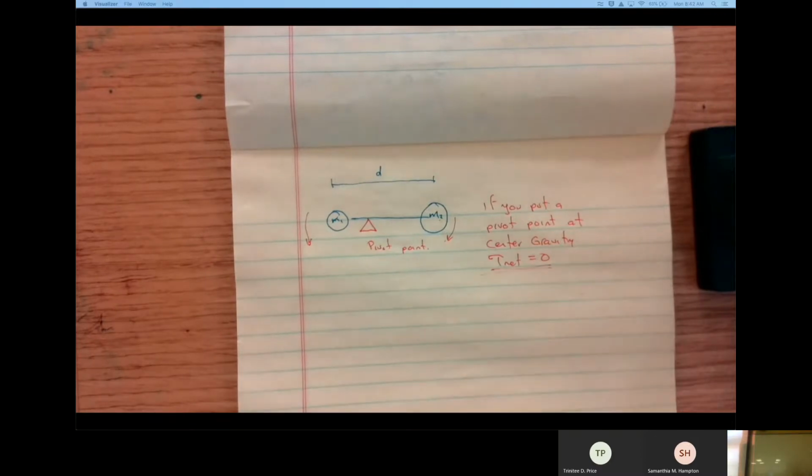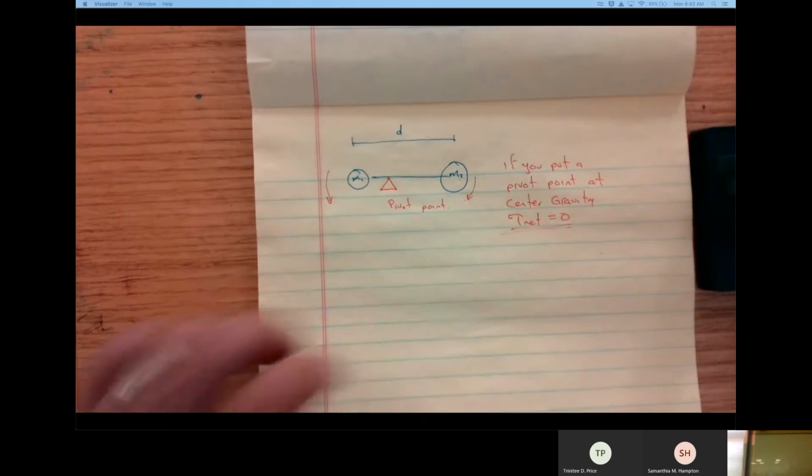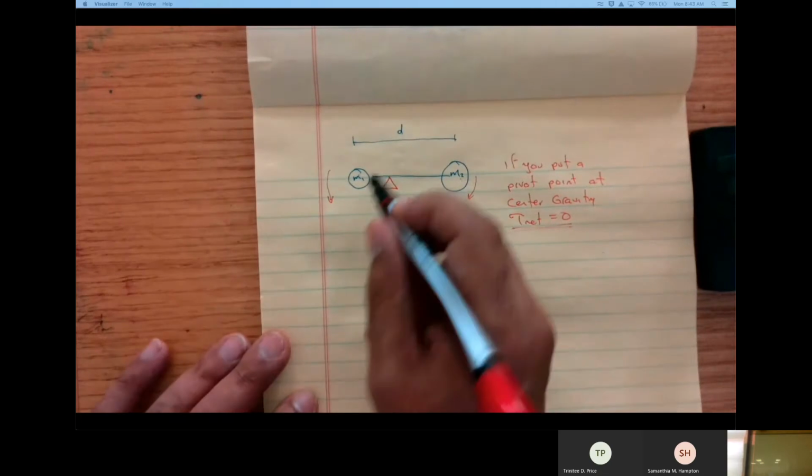So that's a way to figure out if you actually found the center of gravity: by trying to find the balance point. So we're going to try to find the center of gravity. We're going to try to find this point over here.